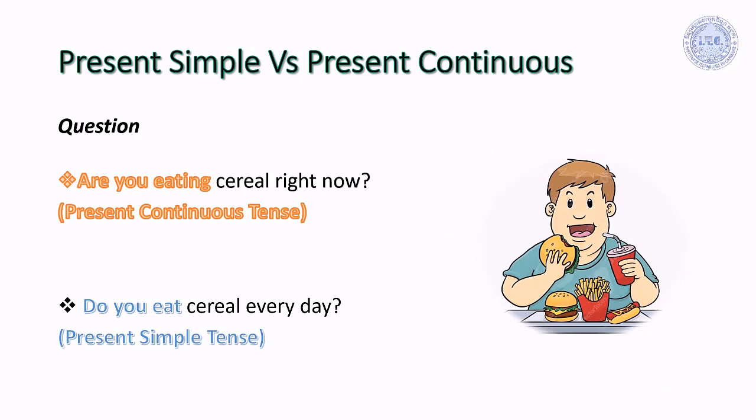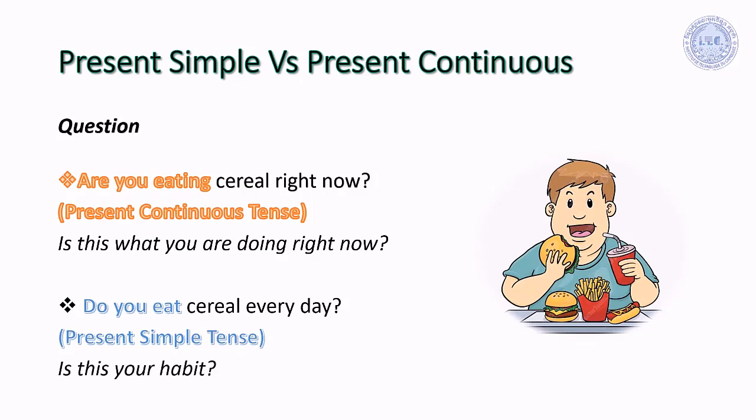In question form, are you eating cereal right now? This one we use in present continuous. So that means, is this what you are doing right now? Or is this your habit?